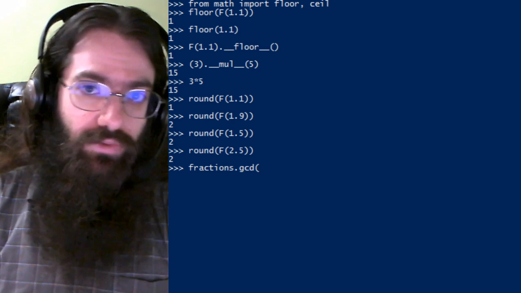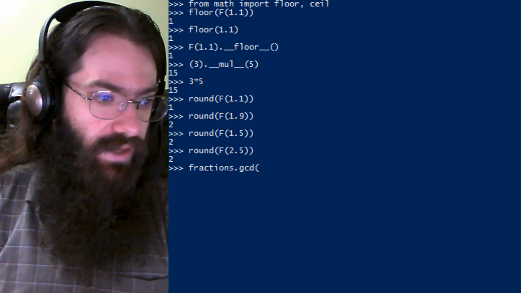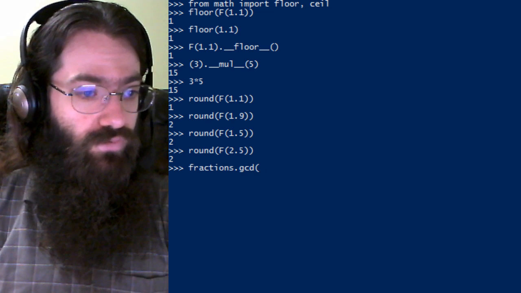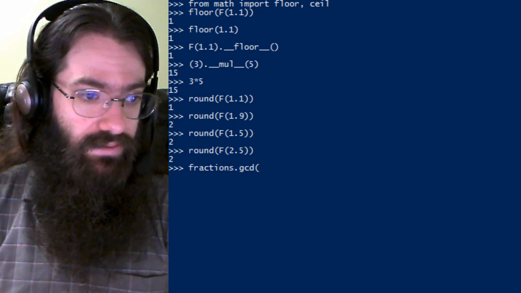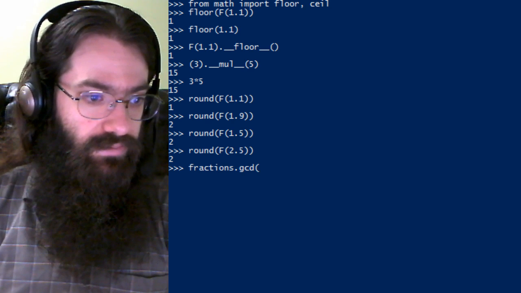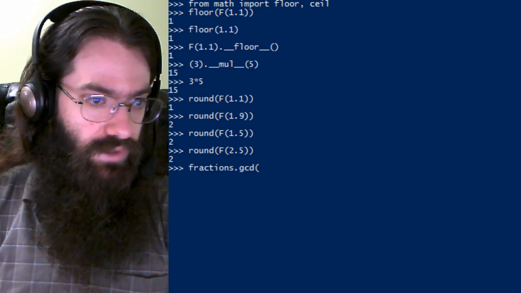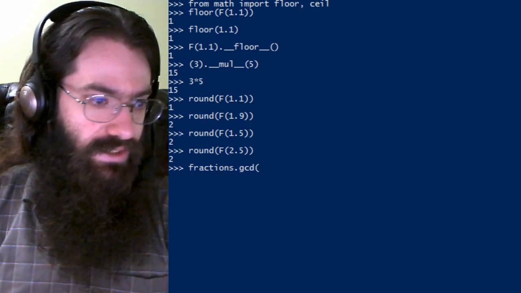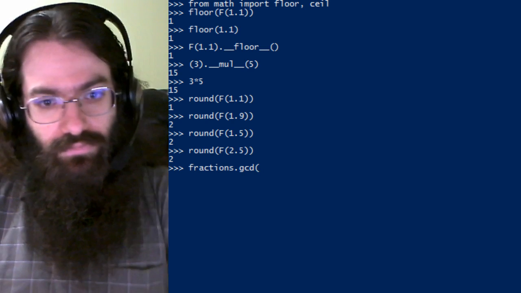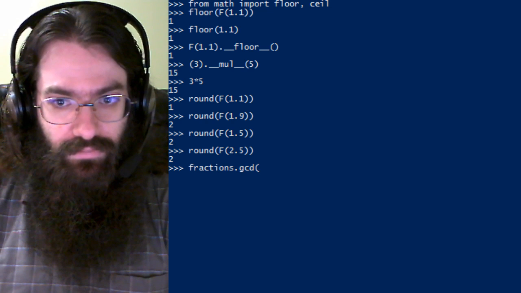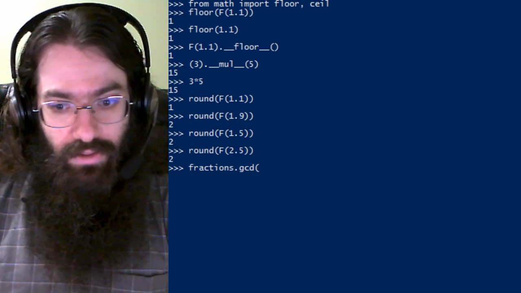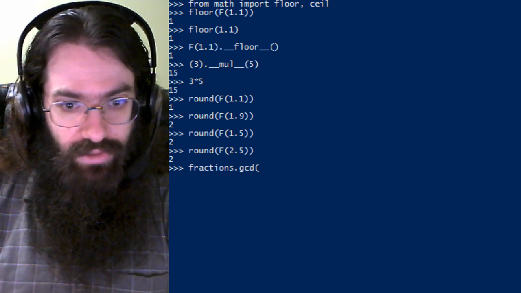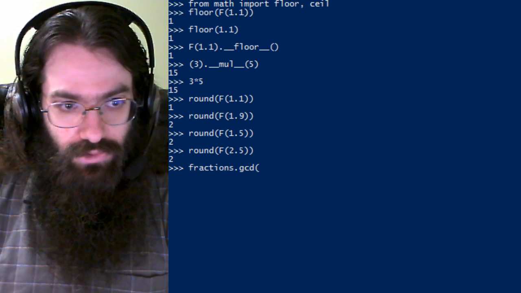But I'm not using 3.5, so guess what? I can still do that. And it's deprecated, not removed. That means there's a better thing to do instead of this, so stop doing it. But I'm gonna do it anyway. I don't care. Fractions.gcd. How about 20 and 30, should be 10.